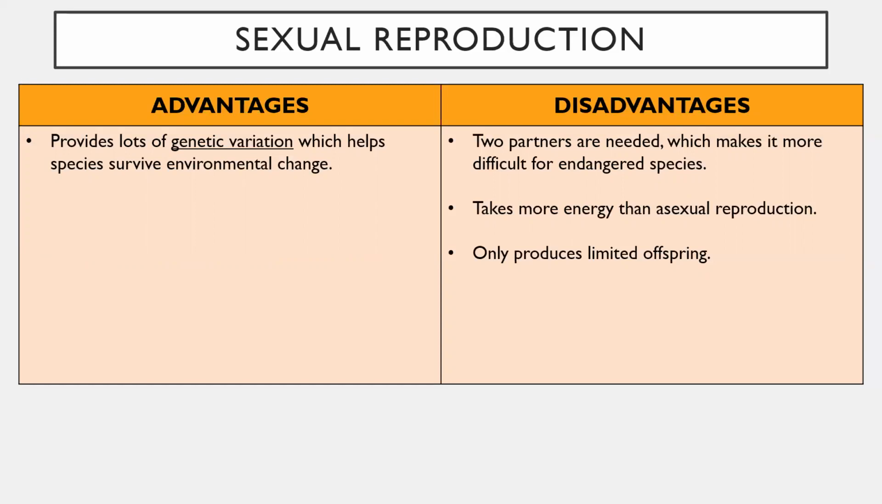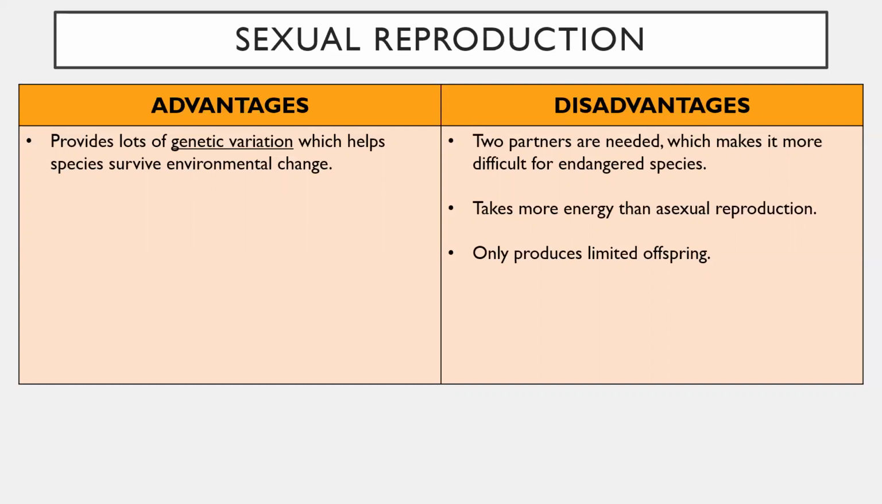Now, some disadvantages are that two partners are needed, which for like species where there's tons of members of the certain species, that's not a problem, but this makes it more difficult for endangered species, right? Because with endangered species, a member of that species might be using a lot of time and a lot of energy just to find another member of its own species, right? So that's a big disadvantage there.